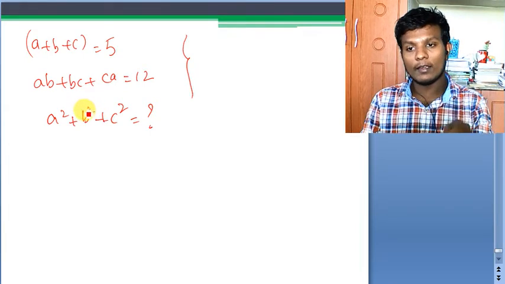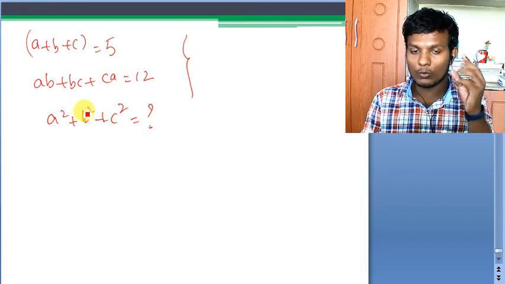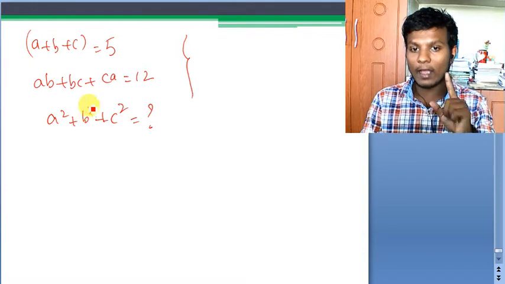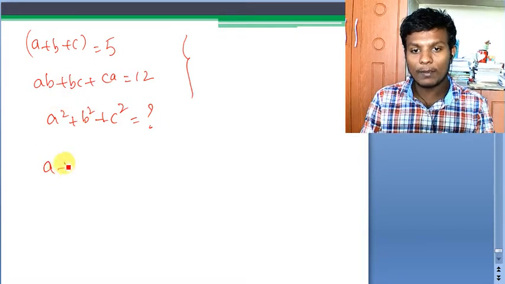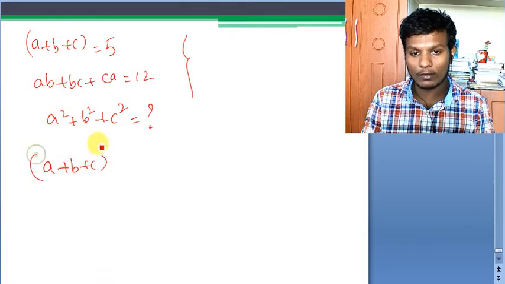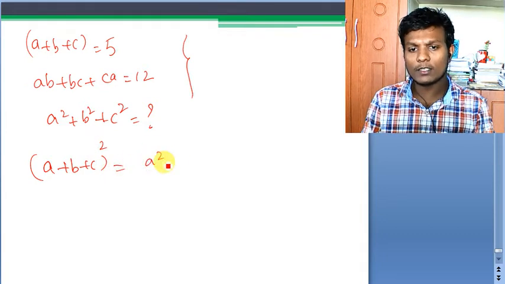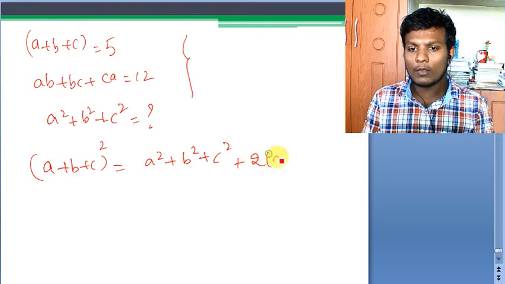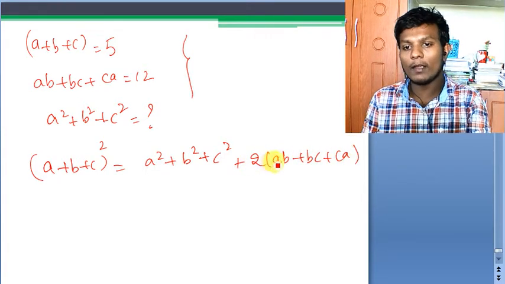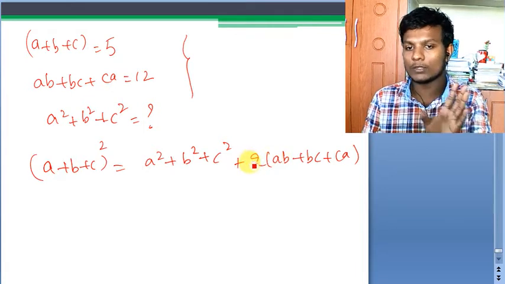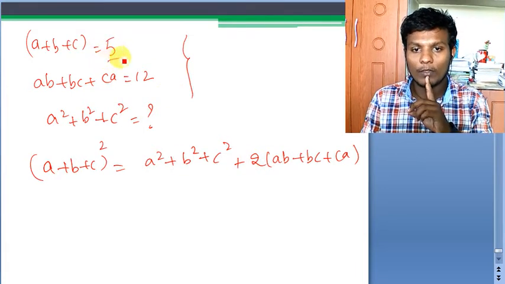Is there an identity which has the power 2 and 3 variables? Yes, I have one. That is (a plus b plus c) whole square. In an expansion, I will be getting a square plus b square plus c square plus 2 times (ab plus bc plus ca). Even if you expand it, the same thing will happen. I have taken 2 outside of it. Now what is the value of a plus b plus c?